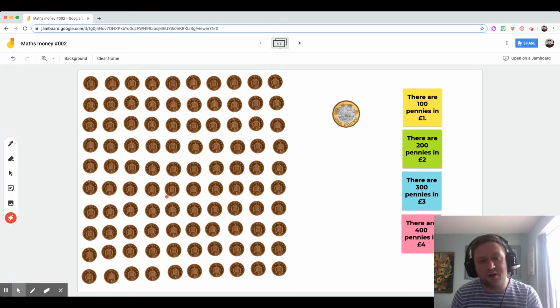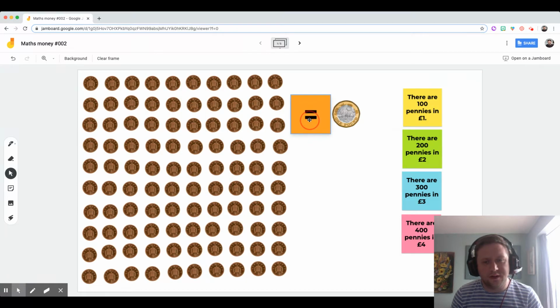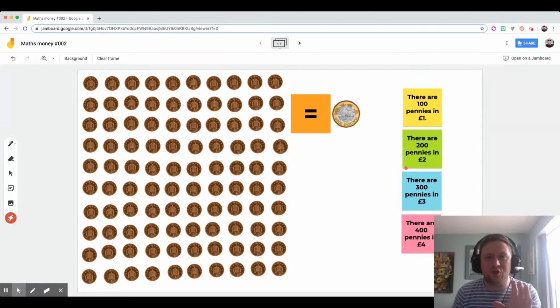Now, hopefully you can appreciate that that is a lot of coins that represent the same as this £1 here. If I actually put the equal symbol in there, all of these coins are worth the same as just this one coin here. And that's because in £1 there is 100 pennies.